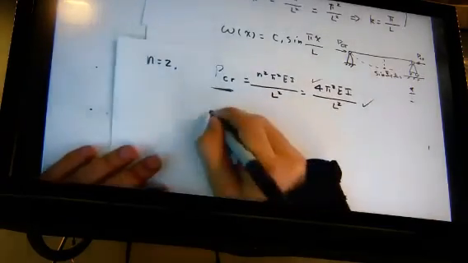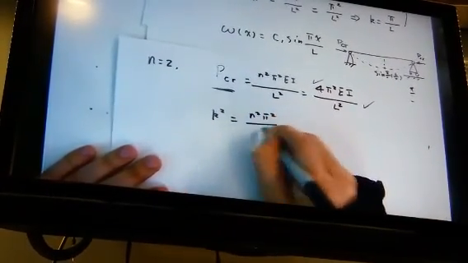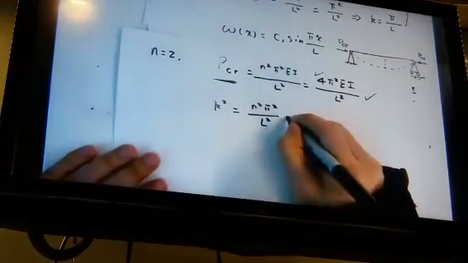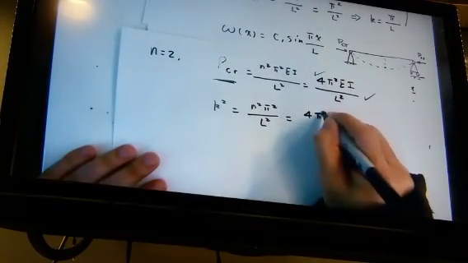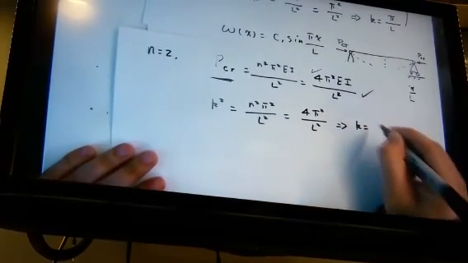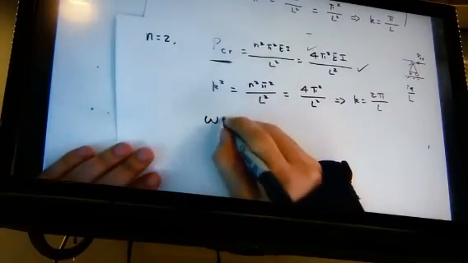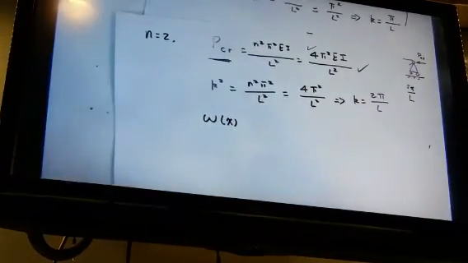And then, what is the deformed shape? K square equals n square pi square over L square, equals 4 pi square over L square. From this, you can derive K equals 2 pi over L. Then you go back to check the shape of the second buckling mode.